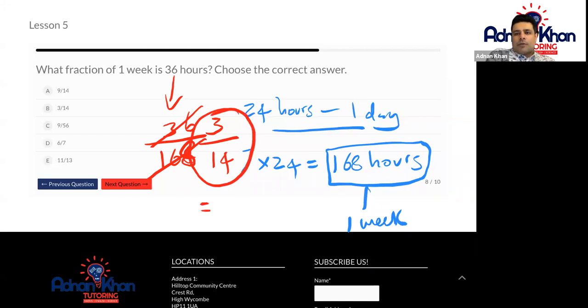Okay, so our answer is 3 over 14. Now you don't have to simplify by 12. You can simplify by 2, by a different number entirely, 6 for example. It's entirely up to you. But I'm just simplifying by 12 so that we can get to the answer quickly. So the answer is 3 over 14. Okay, and that's our fraction, because remember the question says work out the fraction.